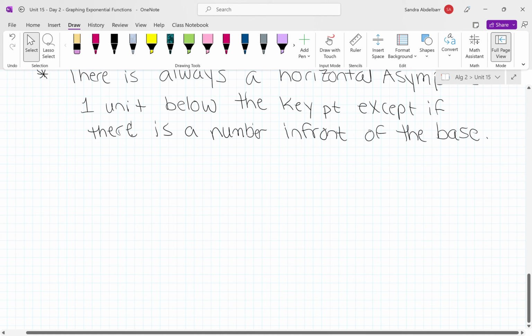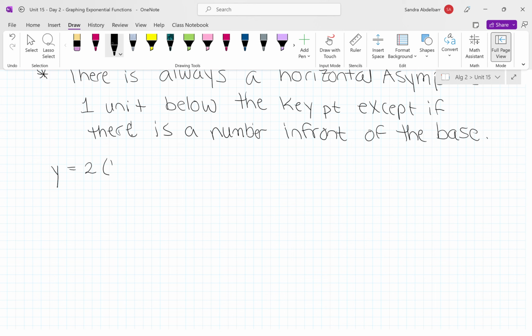All right, so let me show you this little exception here. So if I have y is equal to 2 times the quantity of a half raised to the x power. So now things are changing here. I'm not going to have a key point at (0, 1) anymore, because when I plug in a 0 here, this quantity changes to 1, right? A half to the 0 power is 1, but then what am I doing? Multiplying it by 2. So that whole rule where there's always a key point at (0, 1), and there's always a horizontal asymptote one unit below the key point, that can change if we put different numbers.